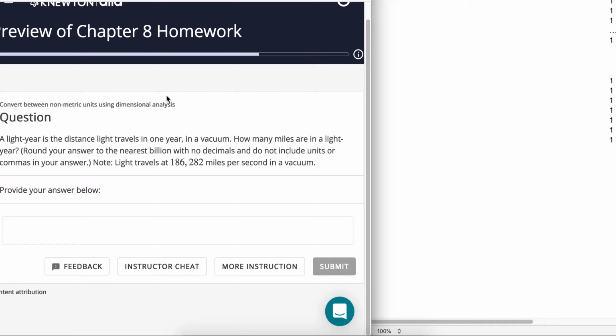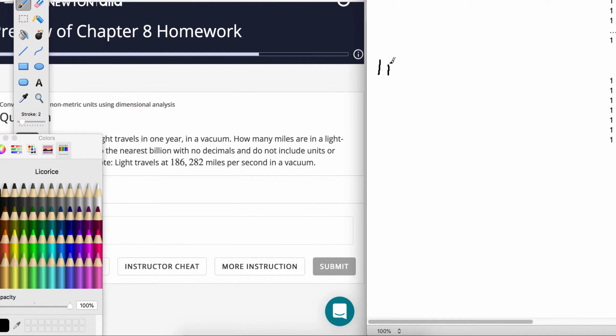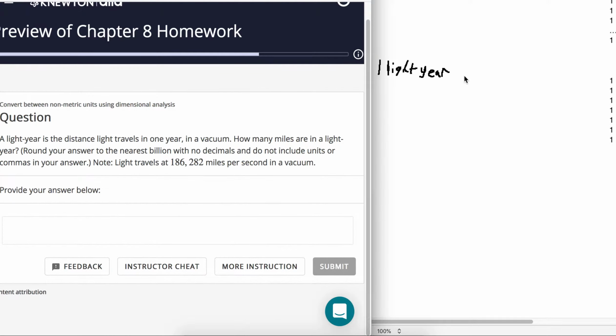Maybe I shouldn't dive into the science part of it. How many miles are in a light year? So you're supposed to round your answer to the nearest billion, and so we'll want to keep that in mind when we're trying to answer it. Okay, so we need to convert from 1 light year to miles.